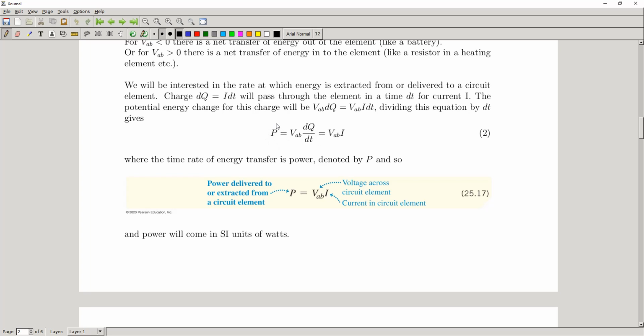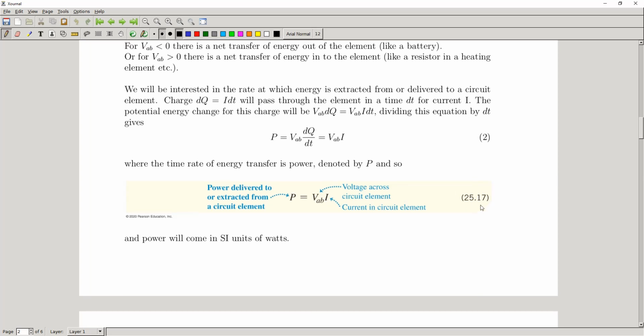And this ends up being our expression for power. We call this the power, which is the time rate of energy transfer. And it gives us this cleaned up version, which I have copied from the textbook here. So the power delivered to or extracted from our circuit element is equal to the voltage across that circuit element times the current in that circuit element. Okay, and the power is going to come in at SI units of watts, right? So we're going to have power coming in with SI units of watts.